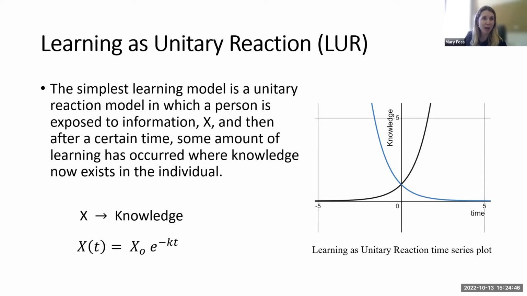It's our simplest model, and this is where you have some information, X, and then after a certain amount of time, the learning has occurred within the individual. So now that information exists within the individual. We come up with this equation and the related time series plot. But you can see that there's several significant features in the learning process that this model overlooks. This model assumes that all information presented is consumed at the same rate and translated directly into knowledge, and the reaction happens until all information is consumed.